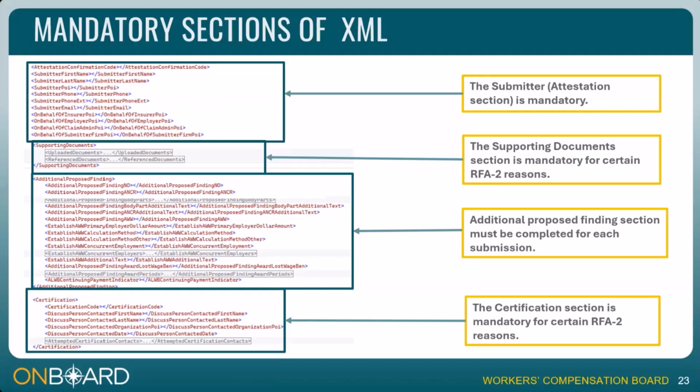One thing to note is the document ID, etc. details that are entered will be validated by eForms to ensure that these are appropriate for the case. And if the validation fails, the transaction will be rejected. Another section that is mandatory for certain RFA-2 reasons, while not needed for others, and there are rules defined in the EDI document for these, is the certification section. Next slide, please.